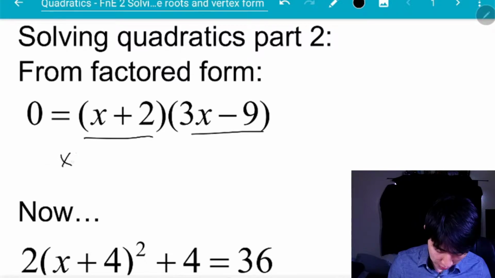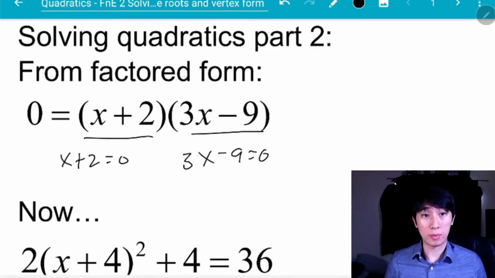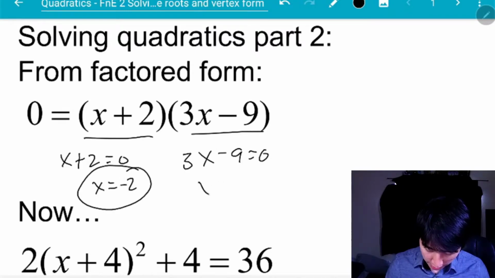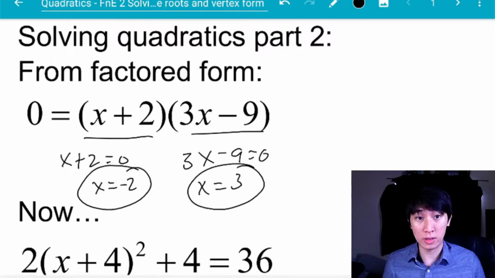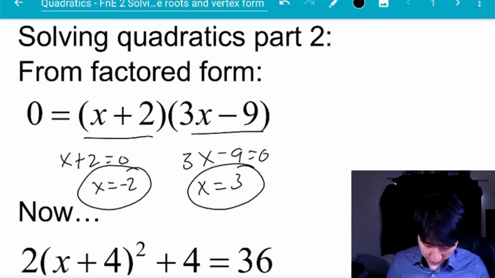So we have x plus 2 equals 0, and 3x minus 9 equals 0. Again, that's because of zero product property. Since they multiply to get 0, each of them could be 0. So we say x equals negative 2, that's one answer, and x equals 3, that's my second answer. We're just solving each of the equations separately. So if I ask you what is the value of x, the answer is x equals negative 2 or x equals 3. It's either one.